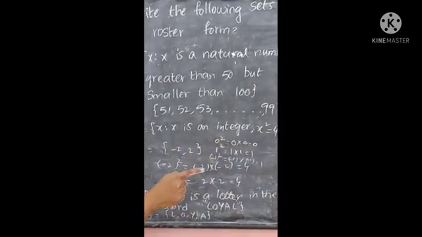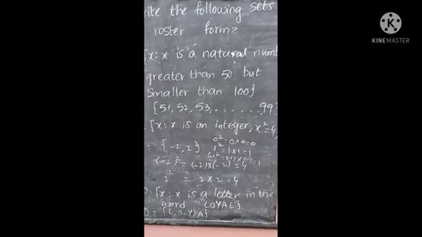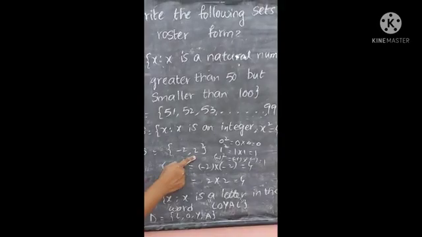Now, what is the roster form for this? Only minus 2 and plus 2. These are the elements that belong to this set B. Have you understood?